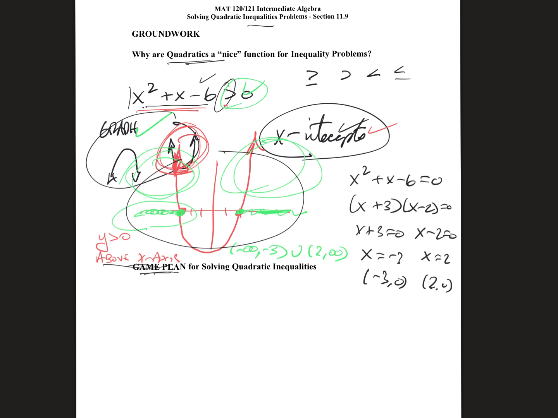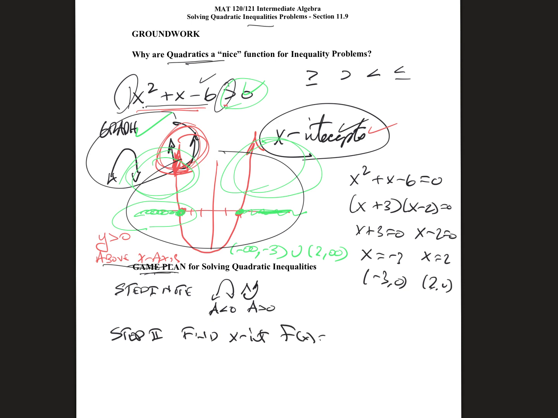So the game plan basically is to, I guess step 1, if you wanted to, is to take note whether we have a parabola opening up or down. So again, this will be a less than 0 or a greater than 0. Remember, a is the leading coefficient. So that's step 1. Step 2, you're going to find the x-intercepts. So essentially, you're going to find when the function is equal to 0. And then step 3, excuse me, we're going to use this above info to sketch a graph.